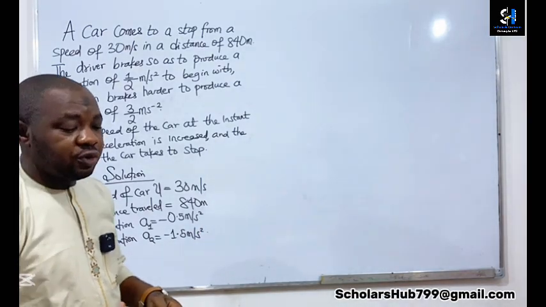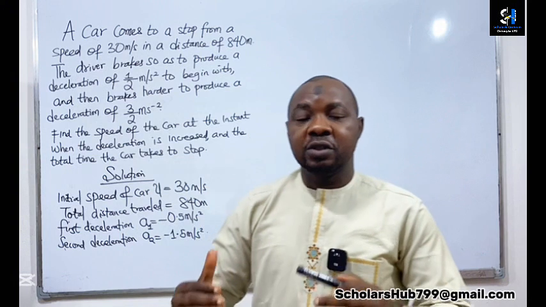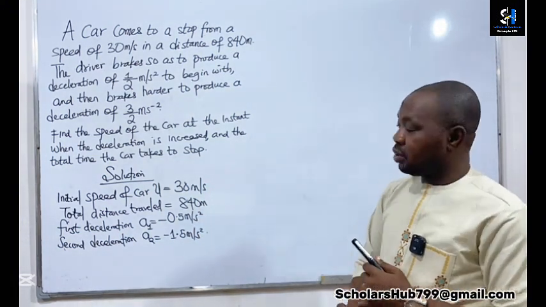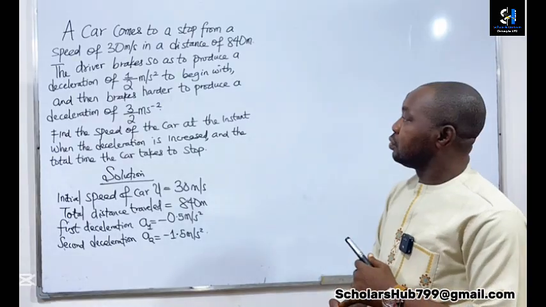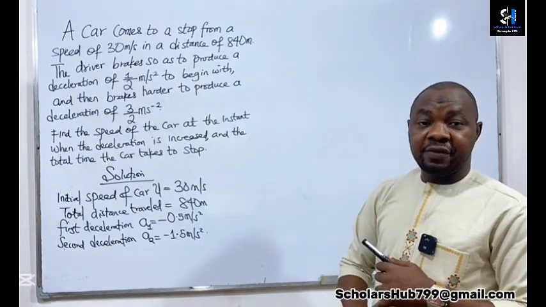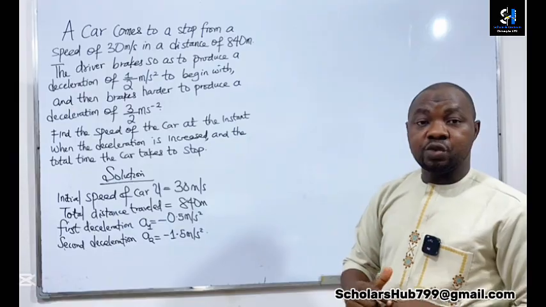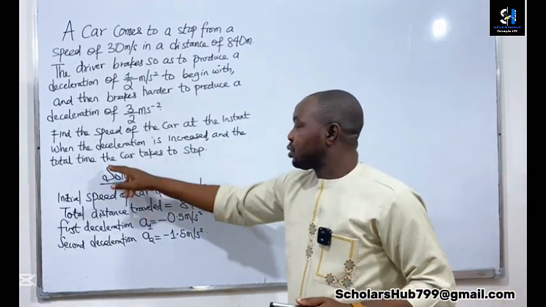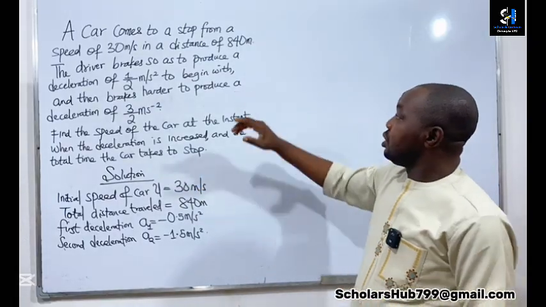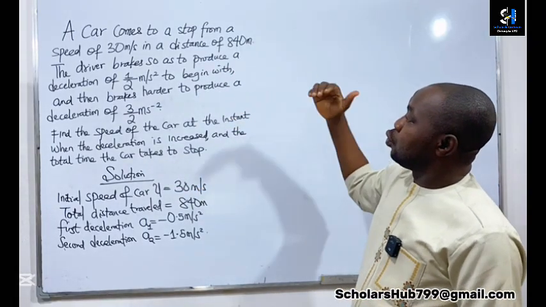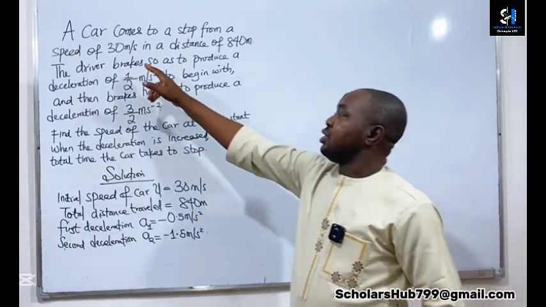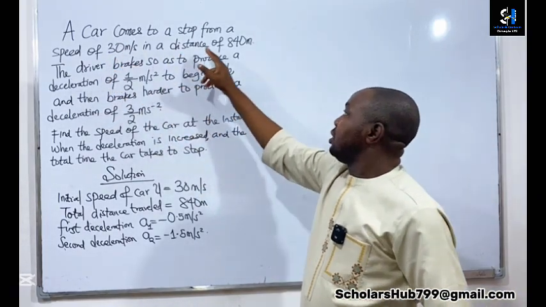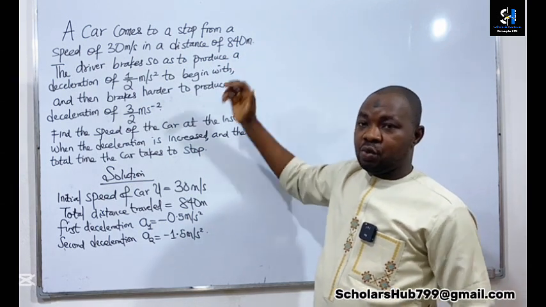So now the question is for us to calculate the final speed. For the decelerations, during the first phase we need to calculate the distance covered during the first phase, and then the time. We also need to calculate the time because the second question reads, and the total time the car takes to stop. So the car comes to a stop from the initial speed of 30 meters per second, over a distance of 840 meters, which is the total distance.